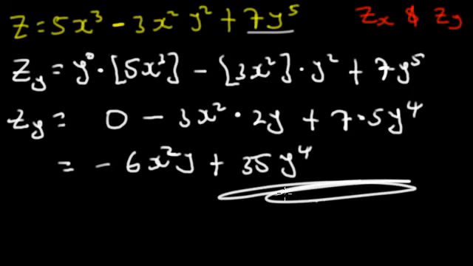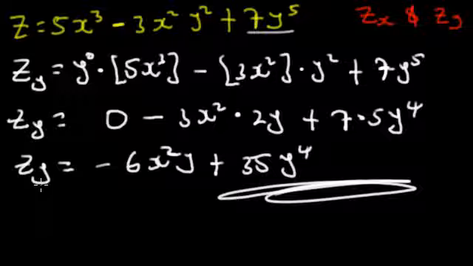So this is our result for z of y, and that's it. I hope you find this helpful and understandable. I want to believe by now you should be able to differentiate a multivariate function with respect to any of the independent variables.